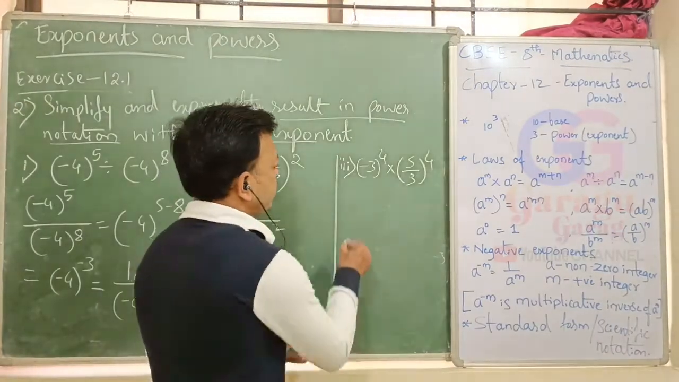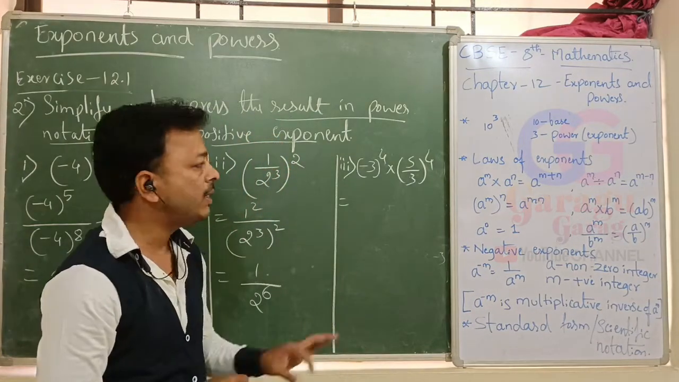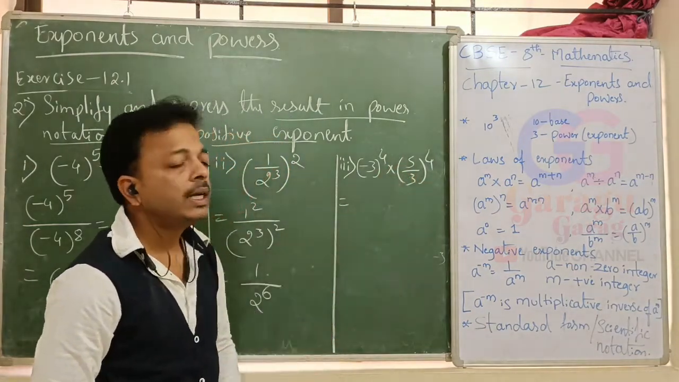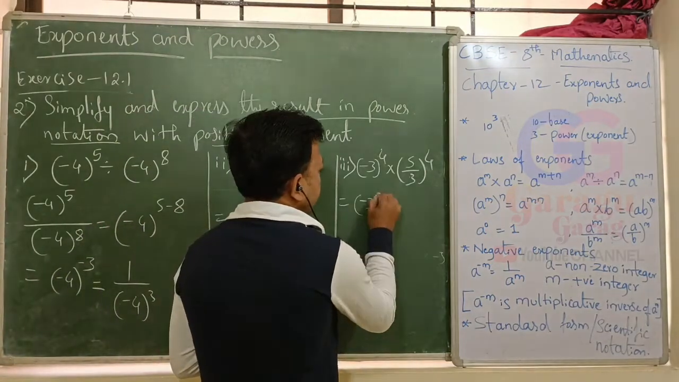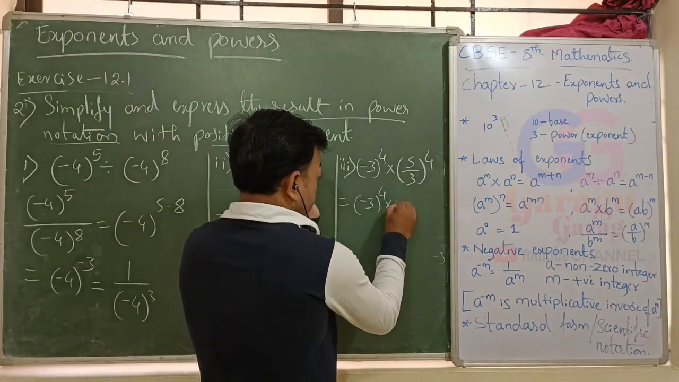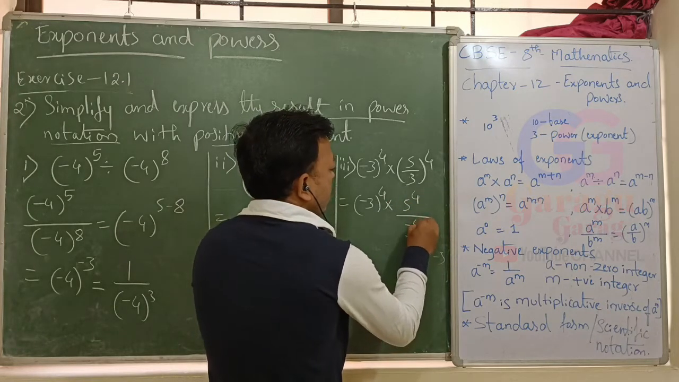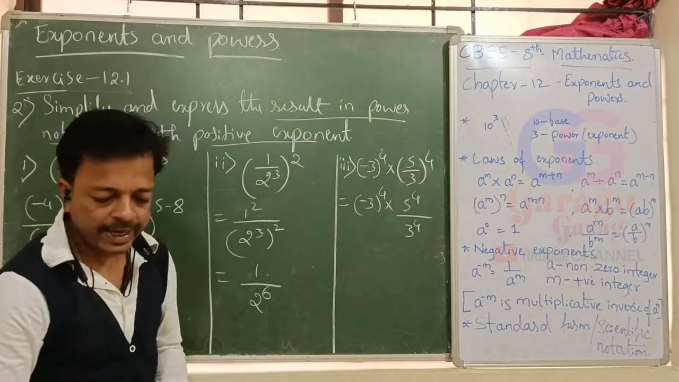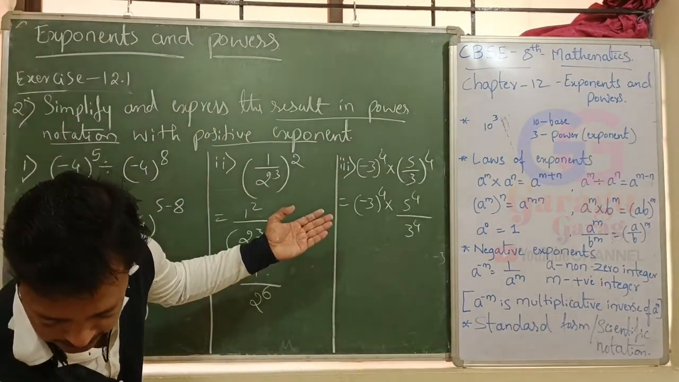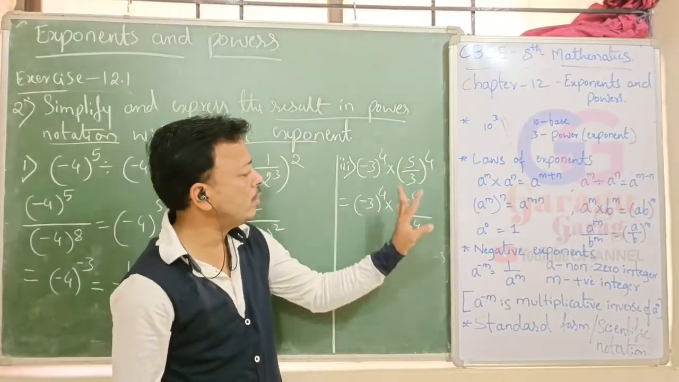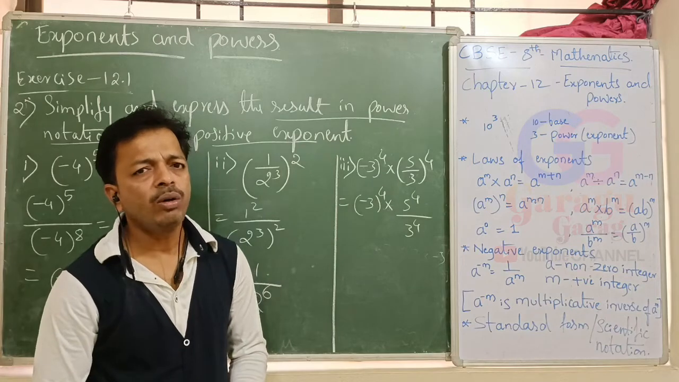Now come to here. Minus 3 raised to 4 is there, and 5 by 3 whole raised to 4. Minus 3 raised to 4 into 5 raised to 4 divided by 3 raised to 4. How to simplify? So first, is the number correct or not? Yes. Minus 3 raised to 4 into 5 raised to 4, divided by 3 raised to 4. So how to write this one?